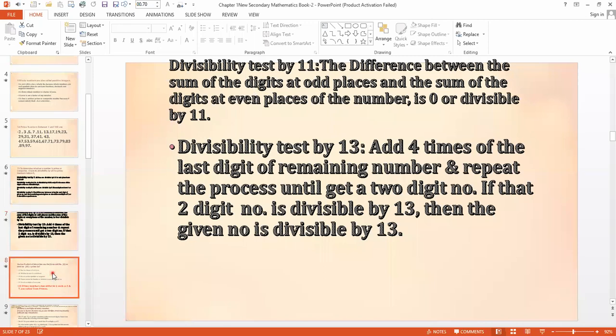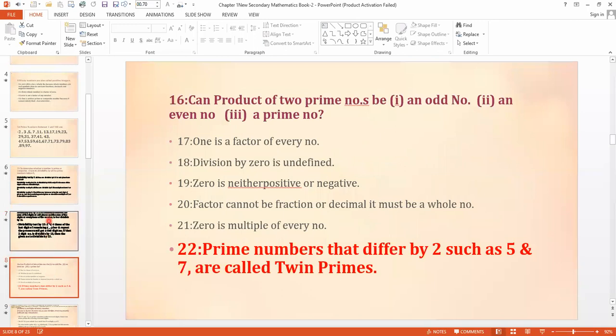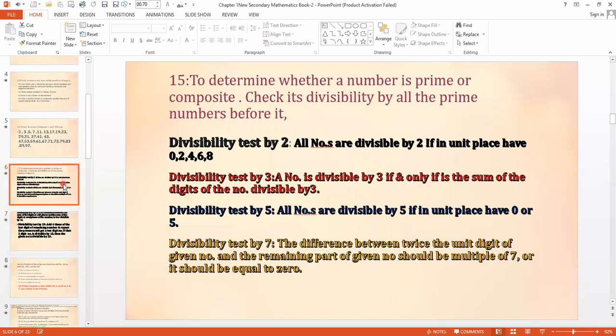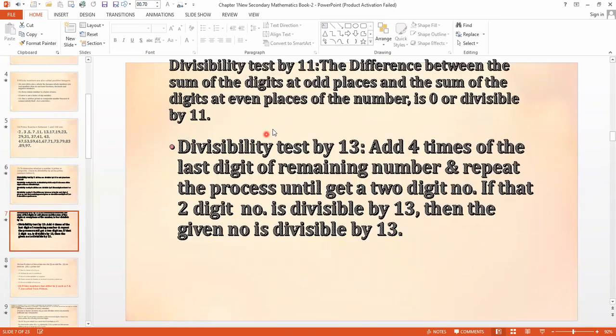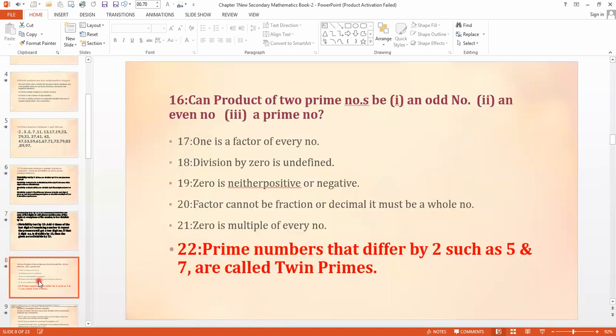Now we move towards the next slide. I think divisibility tests are easier for you. All these are divisibility tests. First, we have to learn which numbers are divisible by 2, 3, 5, 7. All these are prime numbers. Then we check the divisibility tests for which numbers are divisible by 11 and 13. Clear to all? Now we come to point number 16.